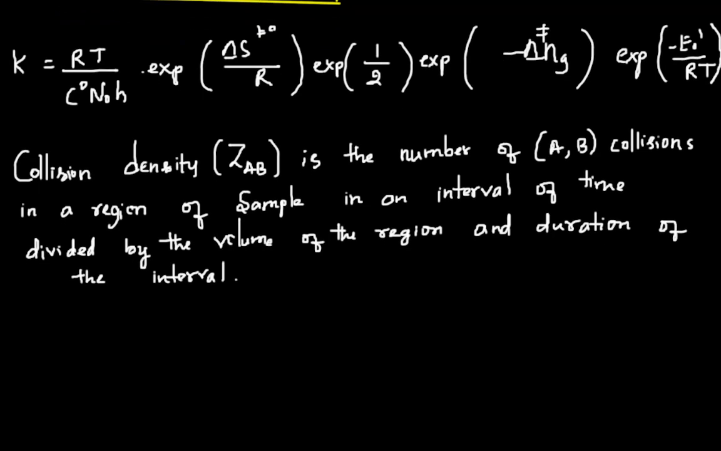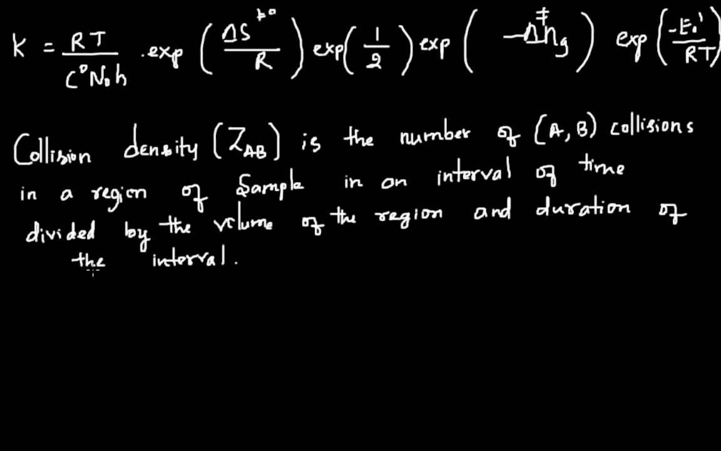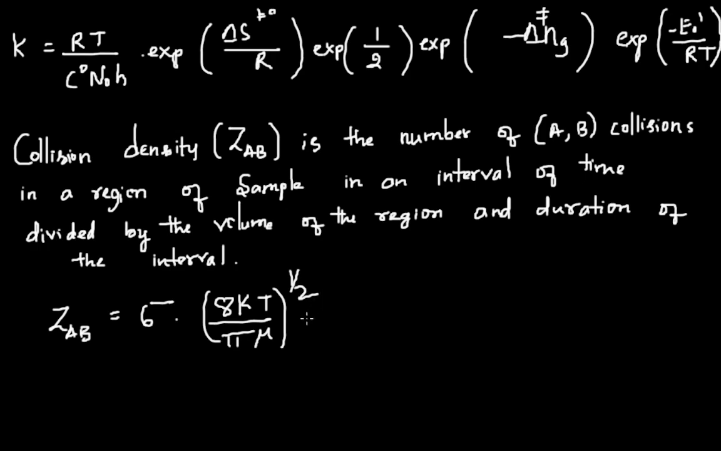So understand it. If it comes directly, it can come directly. So ZAB is equal to, so this is your expression, right? 8 kT to the pi mu. What is mu? Mu is the reduced mass. This much is here.